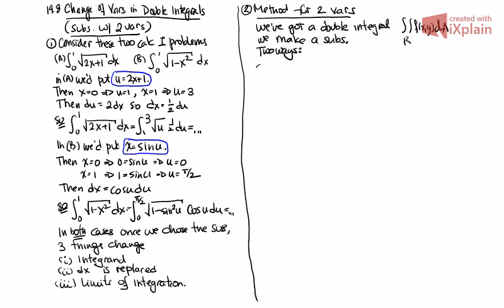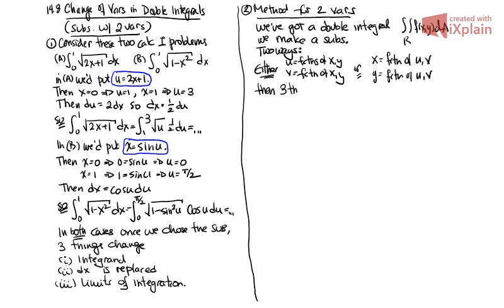So two ways. Either we could do u equals and v equals, and those would be functions of x and y. Or we could do x equals and y equals, and those would be functions of u and v. So just like before, one of these two ways could come up, and it'll depend upon the problem that we're doing. So once we do that, a couple of things change. Well, three things, just like before.